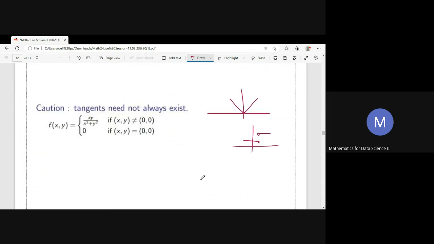The same way, here for this function, the directional derivative at (0, 0) does not exist in all directions, except for this exception. Always remember that it exists only along the x and y axes. Therefore, tangents need not exist.